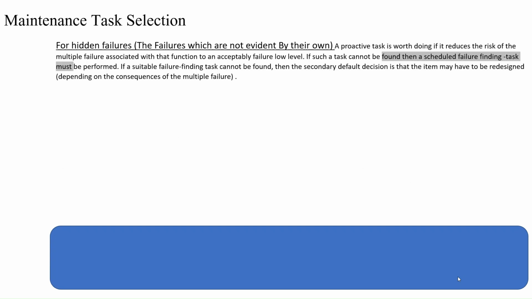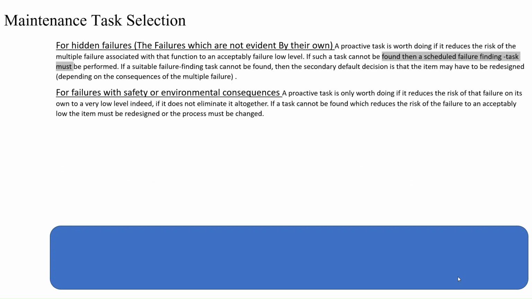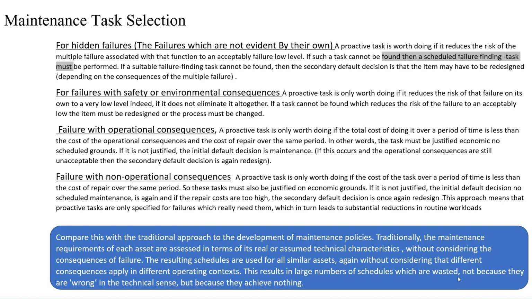Once the consequences are determined and proactive tasks understood, the next step is to assign the suitable maintenance policy for the consequences. Maintenance task selection. For hidden failures, the failures which are not evident on their own, a proactive task is worth doing if it reduces the risk of the multiple failure associated with that function to an acceptably low level. If such a task cannot be found, then a scheduled failure finding task must be performed. If a suitable failure finding task cannot be found, then the secondary default decision is that the item may have to be redesigned, depending on the consequences of the multiple failure.